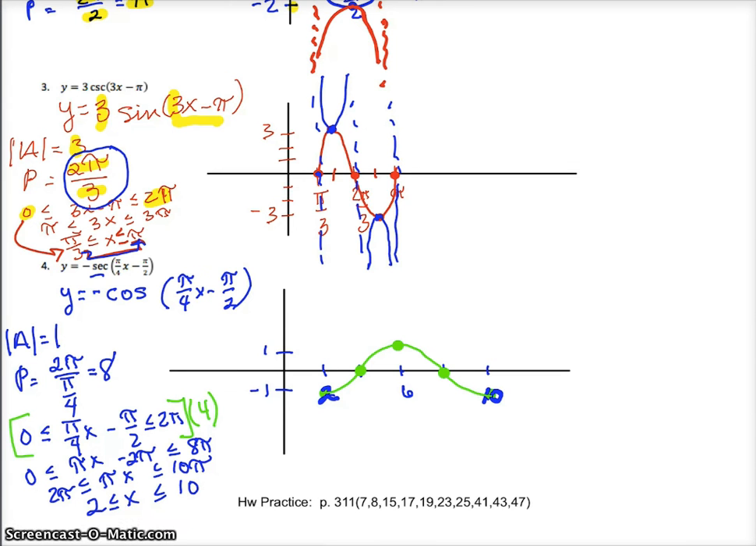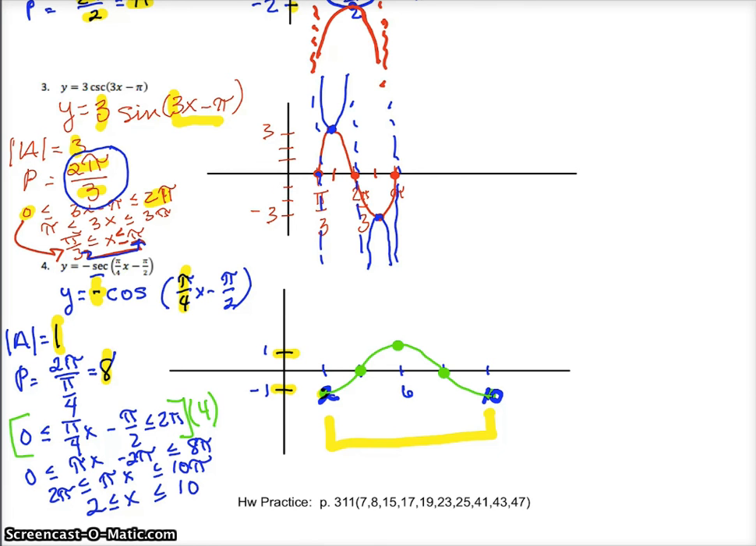Okay, the coefficient of cosine is -1, so the amplitude is 1. That gives us our max of 1 and min of -1. Notice that because the coefficient of cosine was negative, I started at -1 when I graphed the function. Coefficient of x, or b, is pi over 4, so that gives us a period of 8. So notice that the distance between my two endpoints is 8 units. 10 minus 2 is 8.